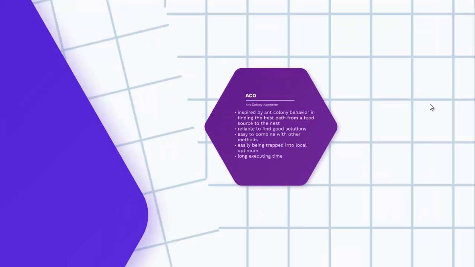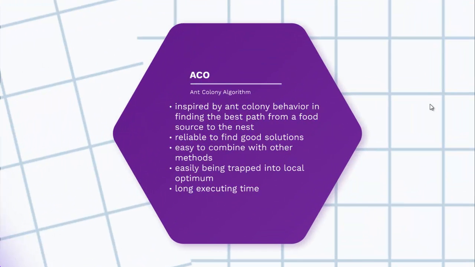The next algorithm is ant colony algorithm. The ant algorithm is a heuristic algorithm inspired by ant colony behavior in finding the best path from a food source to the nest in nature. The advantages of ant colony algorithm are that it is reliable to find a good solution and easy to combine with other methods. But it has the limitation of easily being trapped into local optimum and long execution time to find the optimal results.